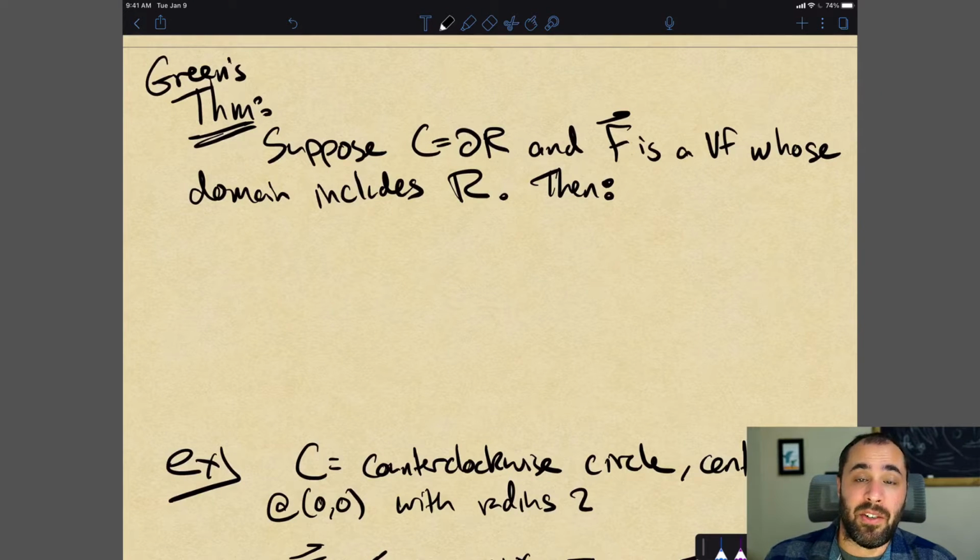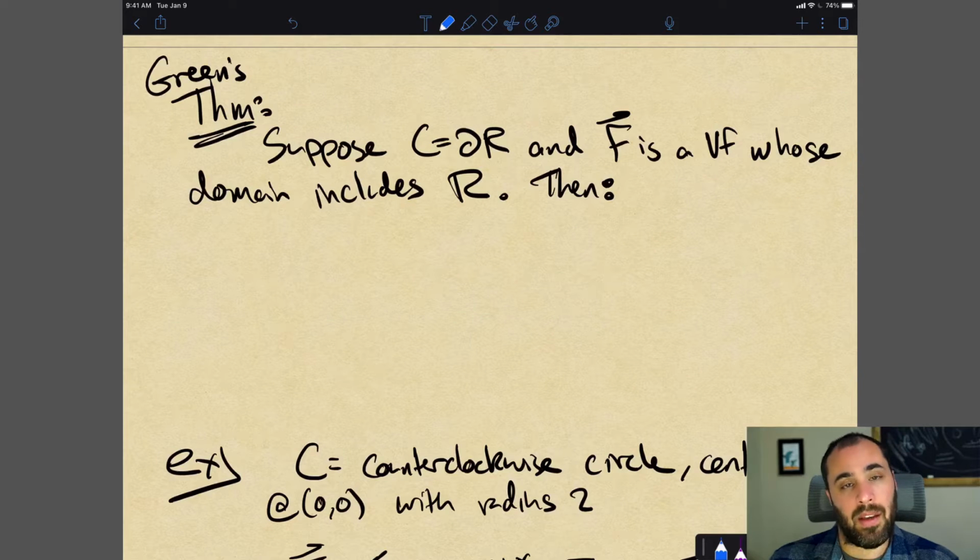Now we'll state Green's theorem and we'll see some of the consequences. So the setup: suppose C is a simple closed curve that's the boundary of some region called R. And we'll let capital F be a vector field whose domain includes the whole region. So that's just saying it's defined everywhere on the region R.